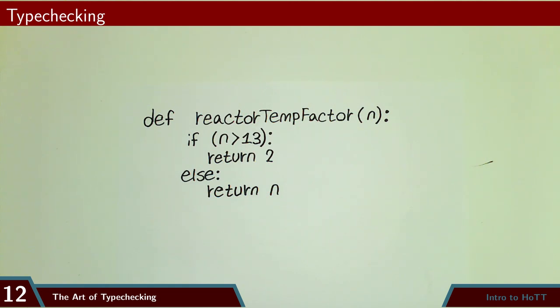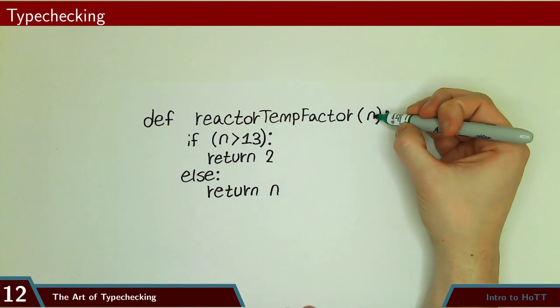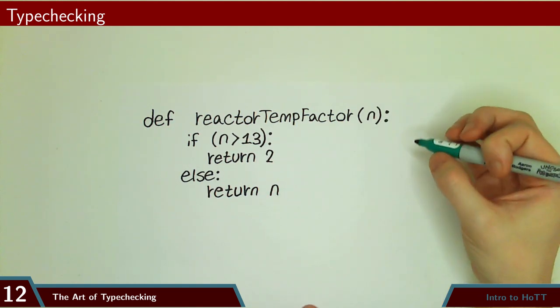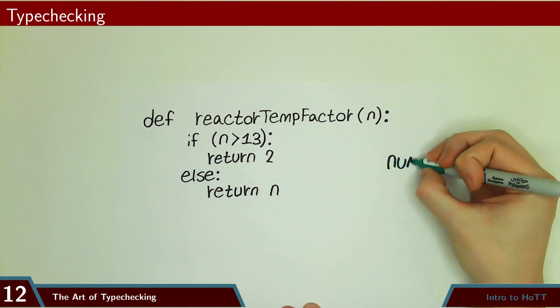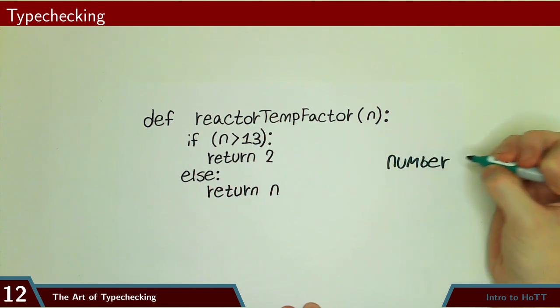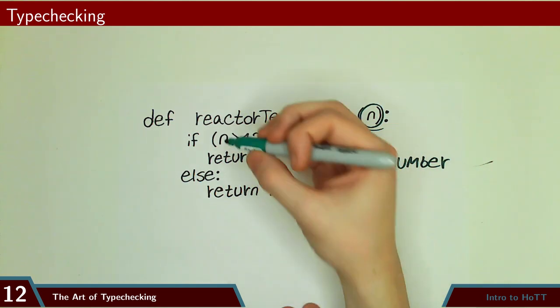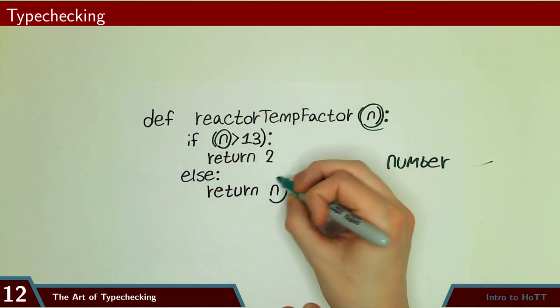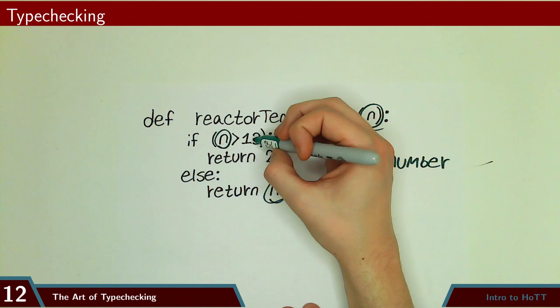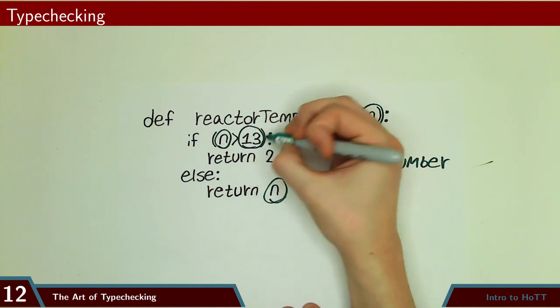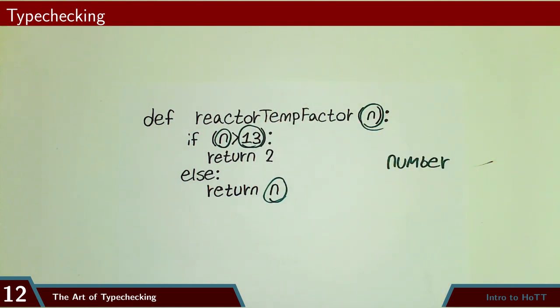So in this example, this is our input n. And so we said n is going to be a number. So I'll use this green color for numbers. So it's going to say, okay, n is a number. And we know n is a number, and we also know that 13 is a number. All right, good so far.